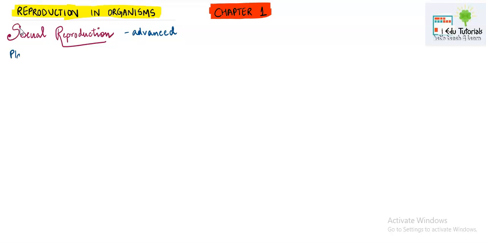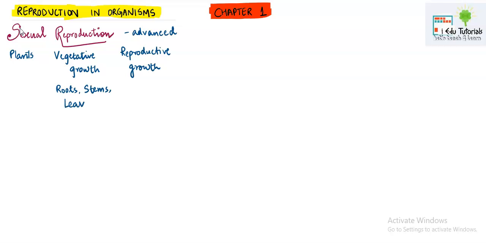Now, if I talk about plants, they do not directly enter into the sexual reproduction phase. First, vegetative growth has to happen in the plant, and only after vegetative growth does the reproductive phase occur. Vegetative growth occurs in terms of increase in the length or diameter of roots. Same with stems, increase in the length or diameter of the stem, or increase in the number of leaves. But reproductive growth in the plant is characterized by the onset of flowering. Whenever a flower occurs, we say that the plant has entered into the reproductive phase.